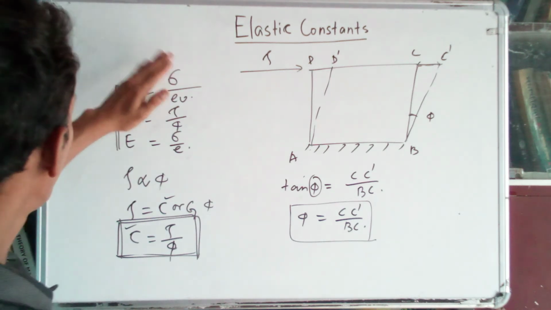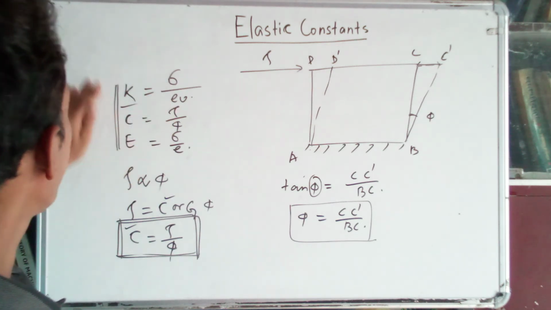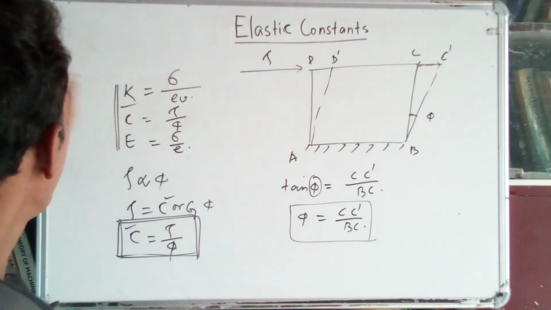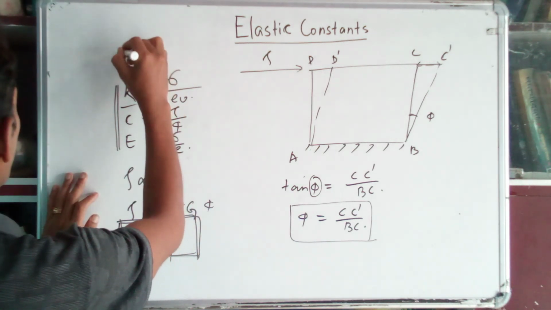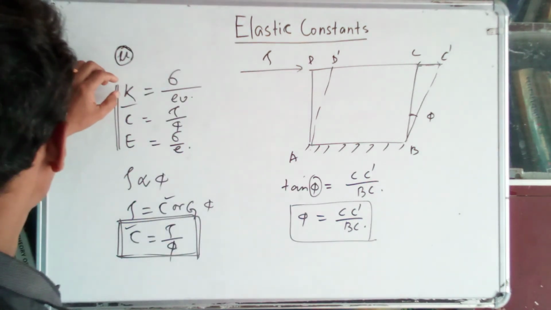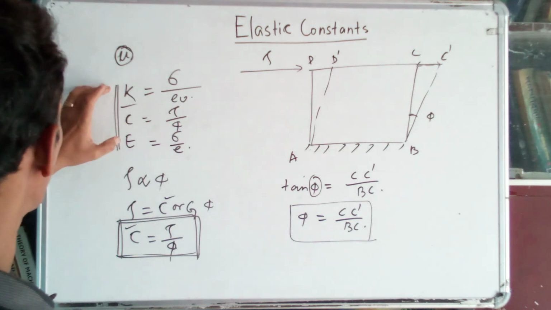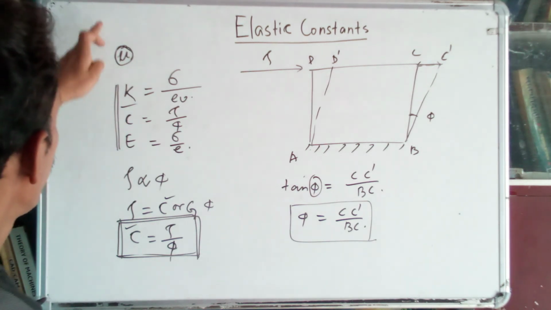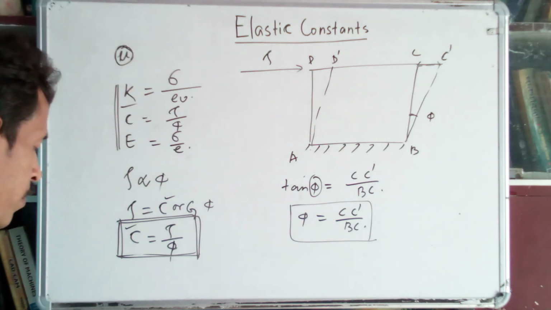So we will find out the relation between these different elastic constants. Again, another one, Poissons ratio, mu, will be there. So we will find out the relation between the bulk modulus, modulus of elasticity or Young modulus, modulus of rigidity, and mu. So we will find out the relation between these four.